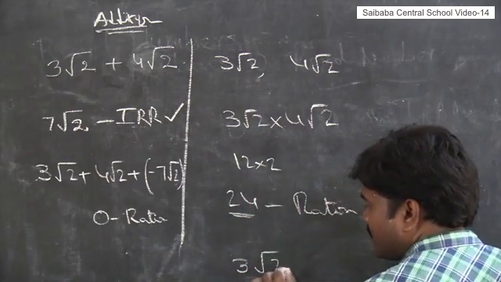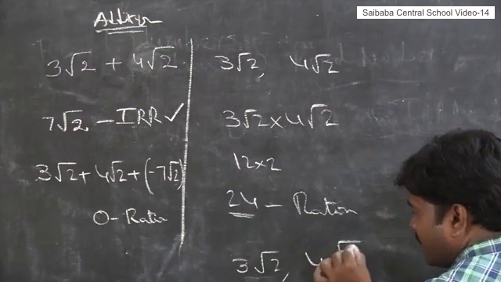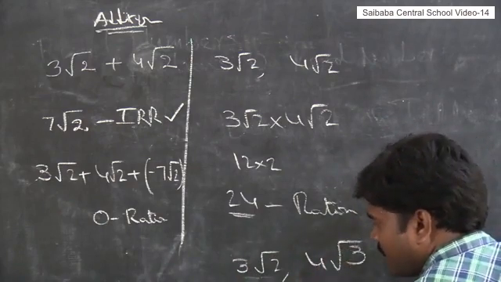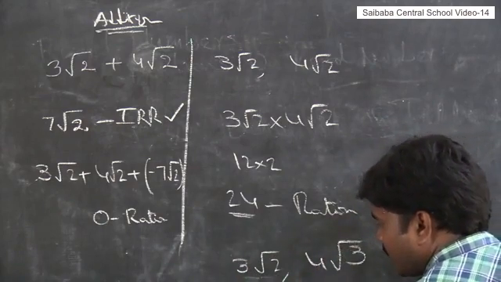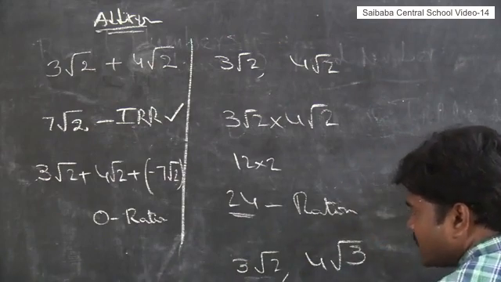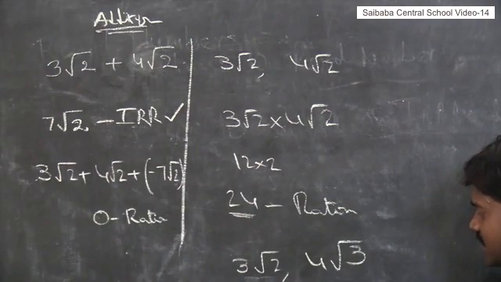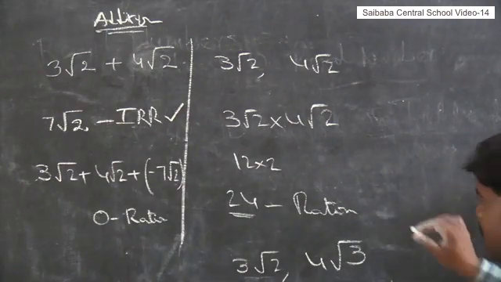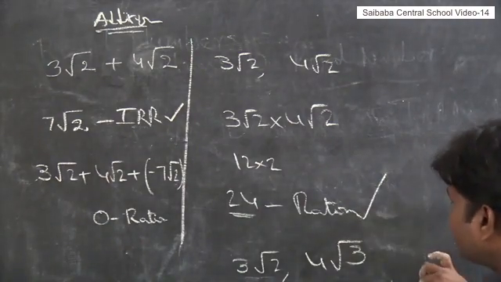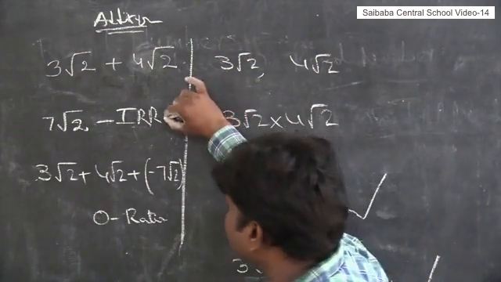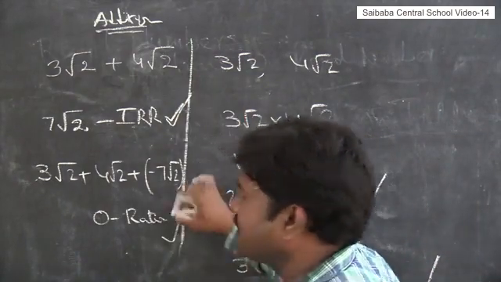One more example I am taking. 3 root 2 and 4 root 3. Multiply. 3 4s are 12. Root 2 into root 3, root 6. 12 root 6. What type of number is it? Irrational. And sometimes we are getting rational, sometimes we are getting irrational.